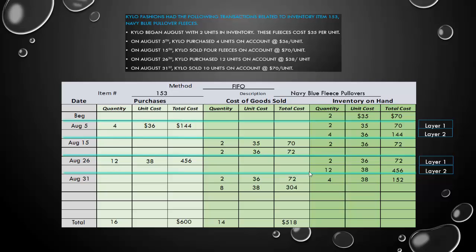Inventory on hand, just bring down what you had after your last transaction. After we made that sale on August 31st, what did Kylo Fashions have left? They had just the 4 units in inventory with a total cost of 152.